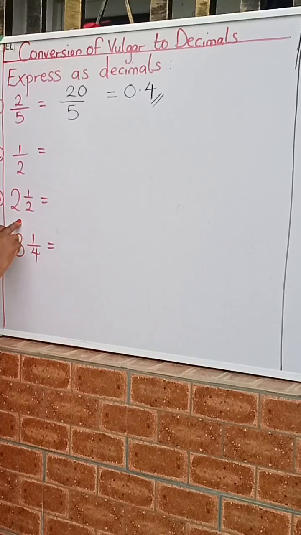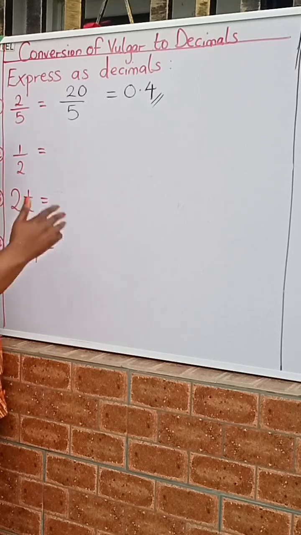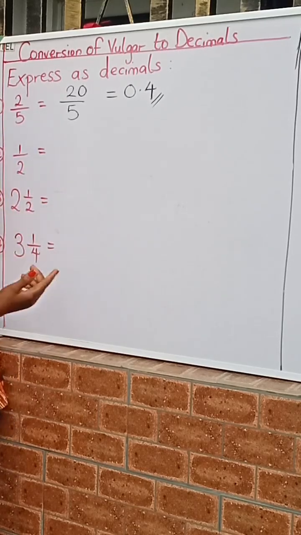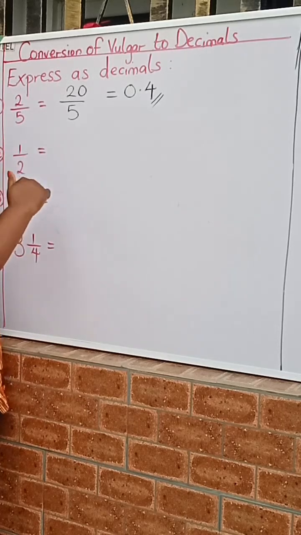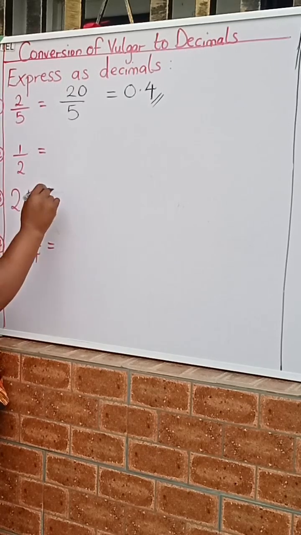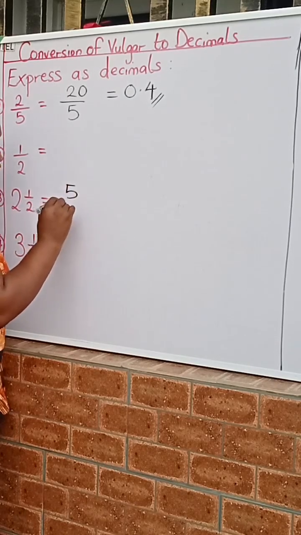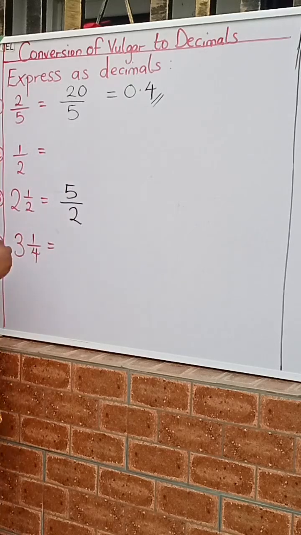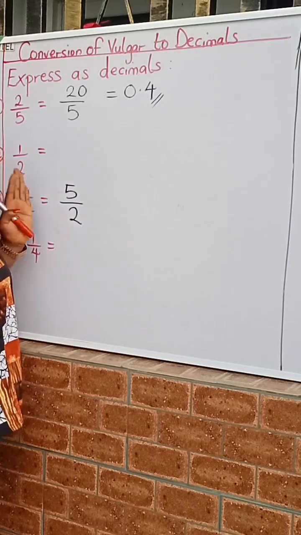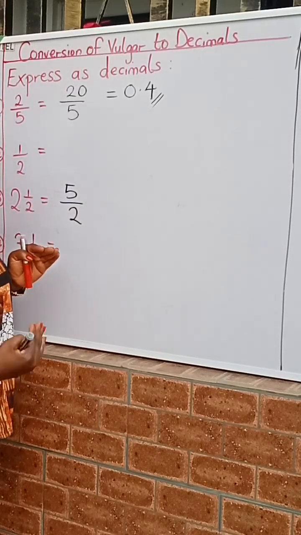Now, coming over to number 3. Number 3 is a mixed number. So we are going to convert it first to an improper fraction, thereby getting a normal fraction we can just divide without getting confused. So we are going to be multiplying and adding, just like we always do. 2 times 2 will give you 4. 4 plus 1 will give you 5 over 2. Now we have an improper fraction, a fraction where the numerator is bigger than the denominator.